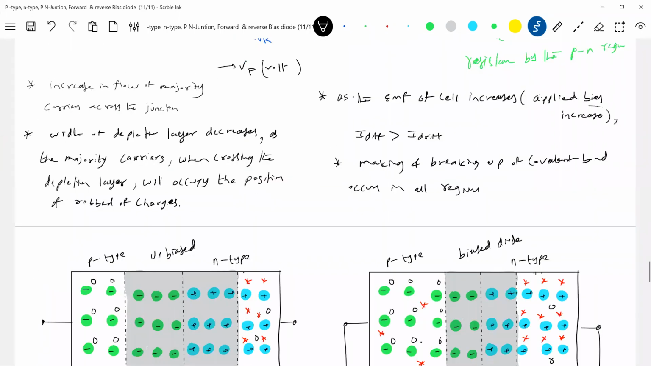Reverse bias. What is reverse bias? The p-type will be connected to the negative terminal and the n-type will be connected to the positive terminal. And we have to study the characteristics graph here. So let me take the same diagram, this one.